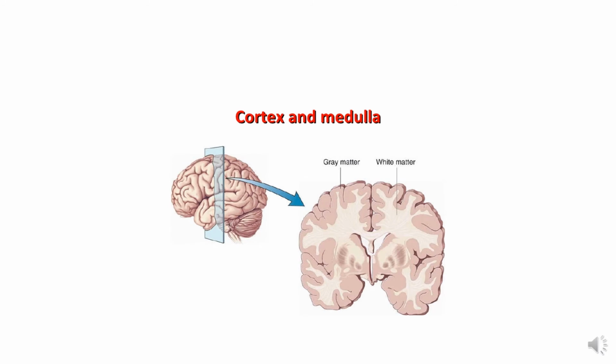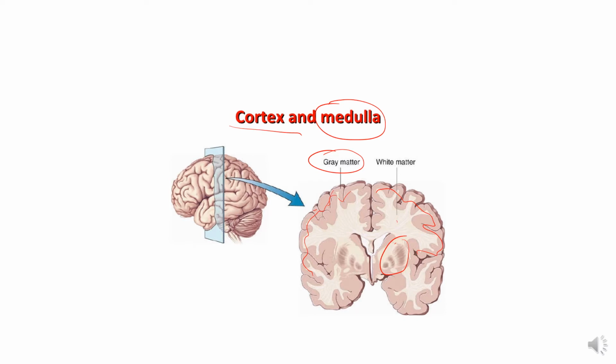If you cut the cerebrum, you can see a darkened area on the surface and a lighter white area inside. The outer part is known as cortex, which consists of gray matter, and the inner part, which is called the medulla, consists of white matter and some gray matter.